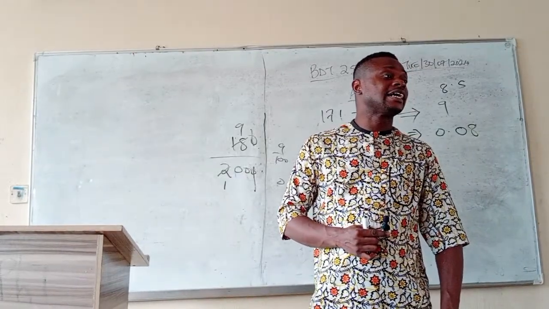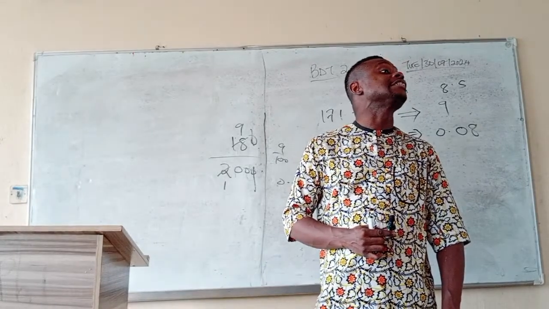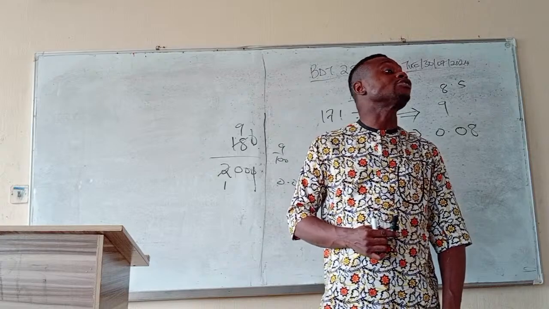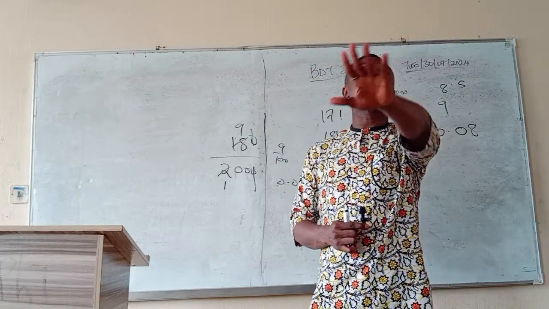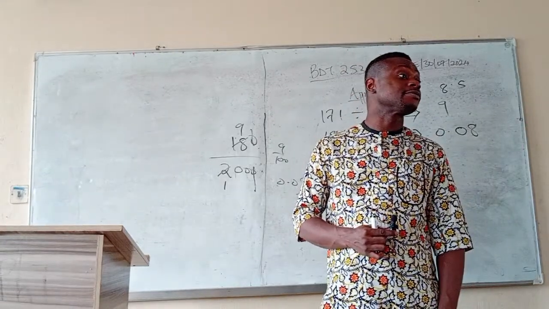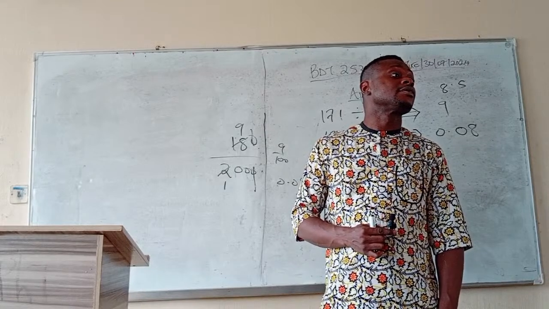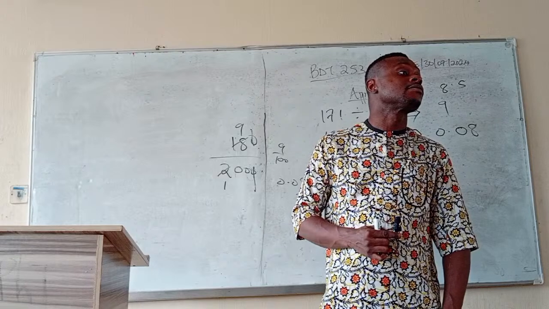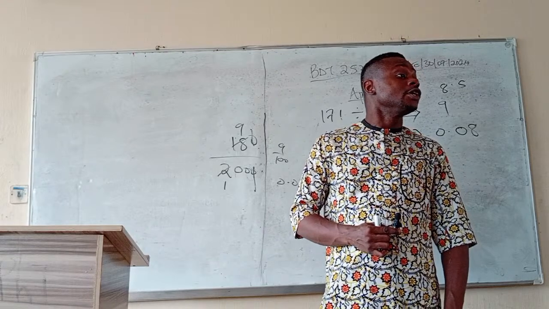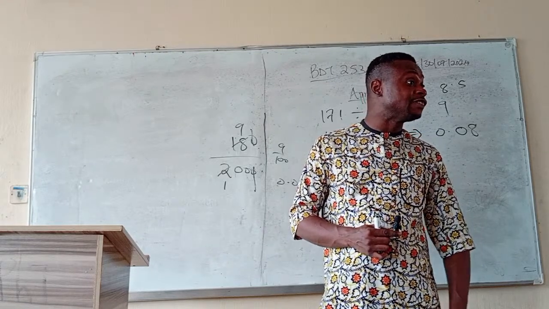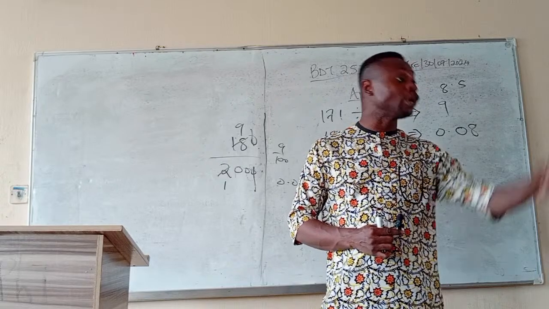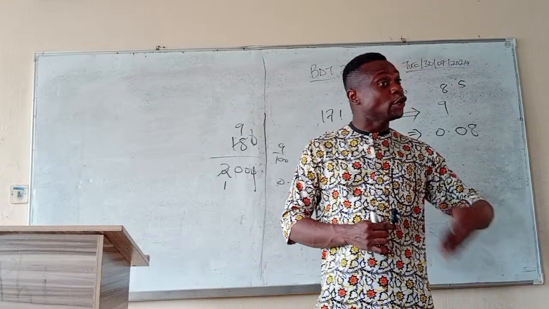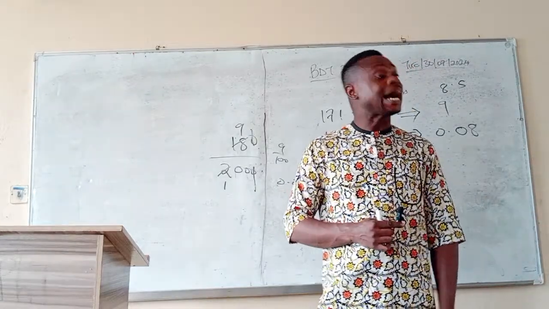Which answer? How do you get that 0.006? So how did you do it? You said you want to do 2,000 divided by 2,700. So how will you do it? Tell me now how you do it. You are doing like this. How did you do it? That's the question.